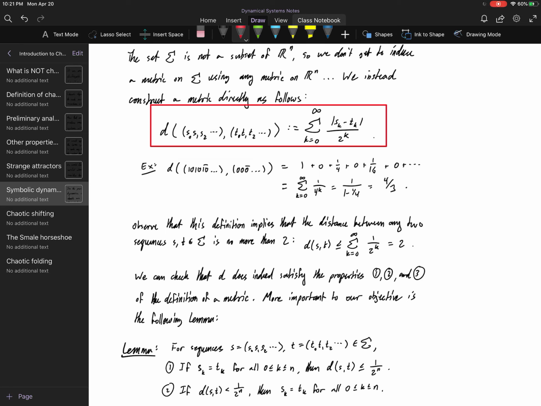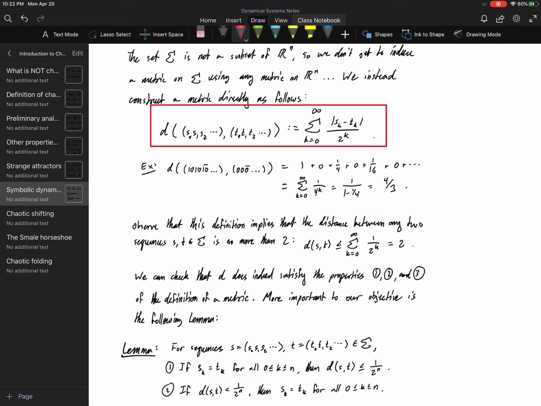Notice that this does imply that the distance between any two points, any two sequences in sigma, is no more than 2. Because at worst, these could differ in every single slot of the sequences. They could be dual to one another. And that would mean that I have a distance that's capped off by this Zeno's paradox sum. I keep adding half of the remaining distance here, so I wind up with 2 as my upper bound. That's the largest that any distance could be here.